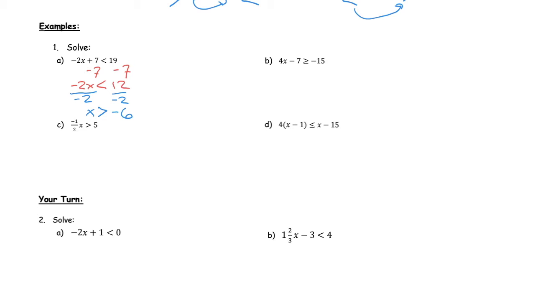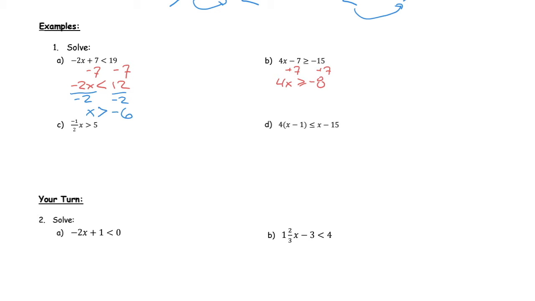Okay. This next one over here, 4x minus 7 is greater than or equal to negative 15. So just like we did before here, the first thing we're going to do is add 7 to both sides. Now, that does not change the direction of the sign. Okay? It's going to give you negative 8 on the right-hand side. And it doesn't matter that that's a negative 8 on the right-hand side. The operation there was just addition.